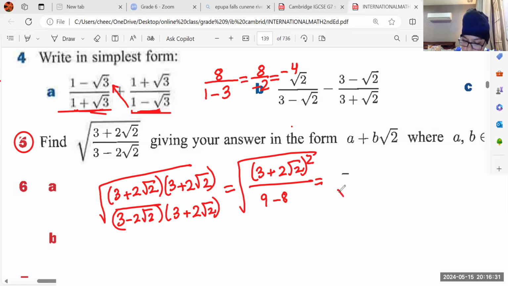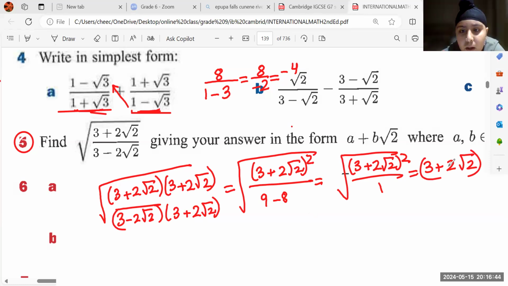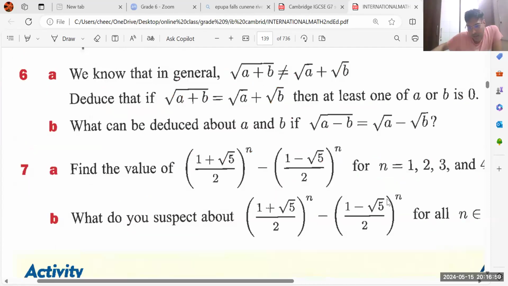कोई problem? No, sir. This becomes 3 plus 2 root 2 whole square upon 1. This becomes 3 plus 2 root 2. कोई problem? No, sir. नो सर मैं तो उसको सॉल्व कर लिया था 17 प्लस 12 रूट 2. Got it everyone? Yes, sir. This was a very easy question I gave by mistake.